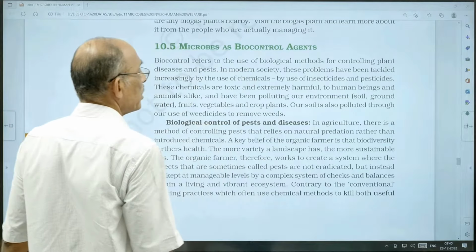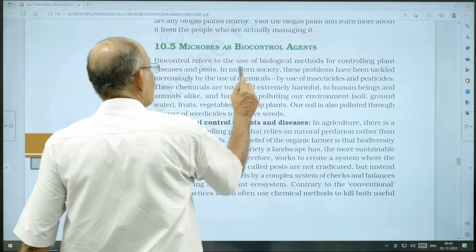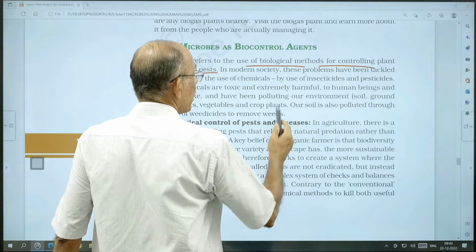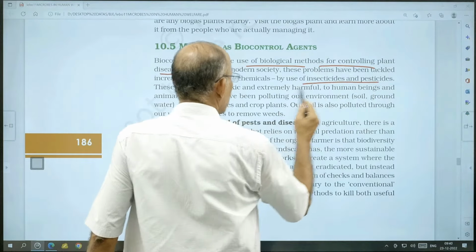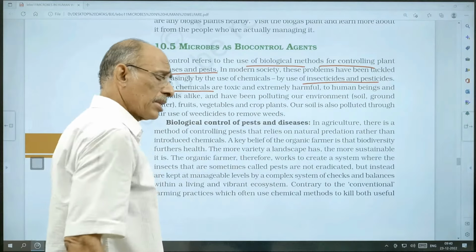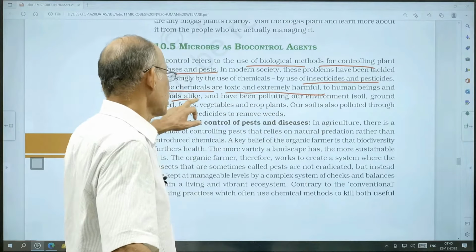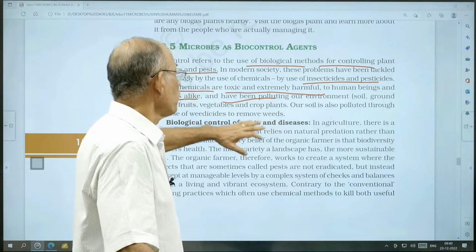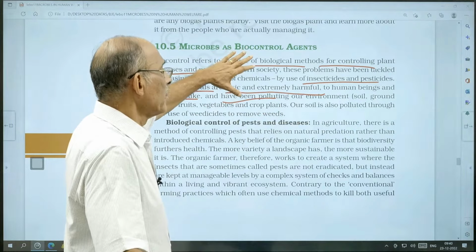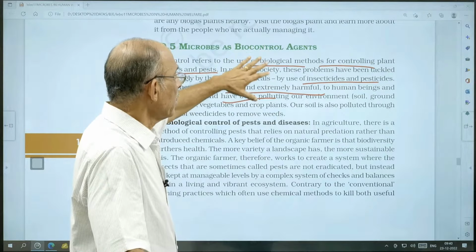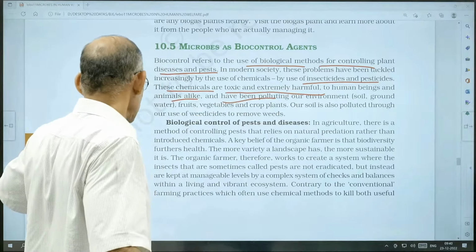Then, biocontrol agents. Biocontrol agents means biological methods for controlling plant diseases and pests. We are now using a huge quantity of insecticides and pesticides, and these are extremely harmful to human beings. They cause pollution. So by using biocontrol agents, biological agents to control pests, we can reduce the use of insecticides and pesticides.